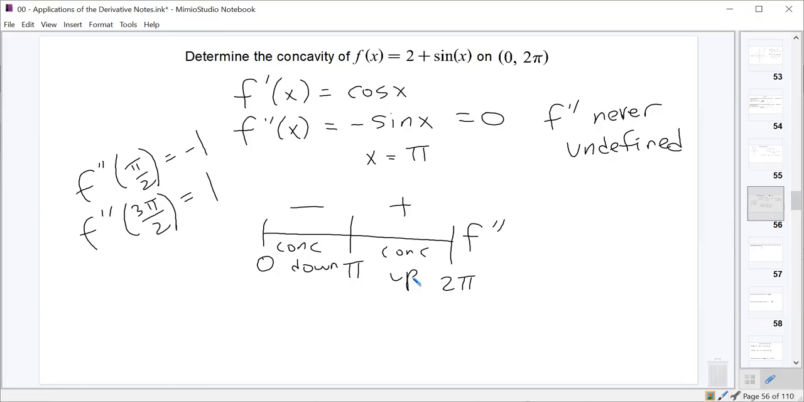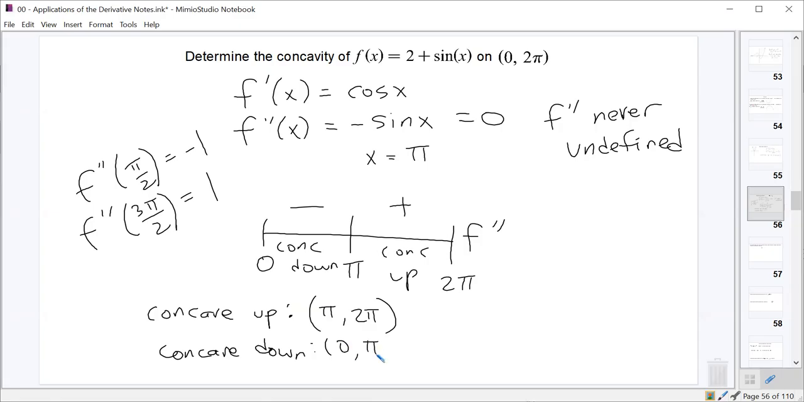And the College Board gets it right this time. Intervals of concavity will 100% of the time always be written using parentheses, open intervals. So this is concave up from pi to 2 pi, and it is concave down from 0 to pi.